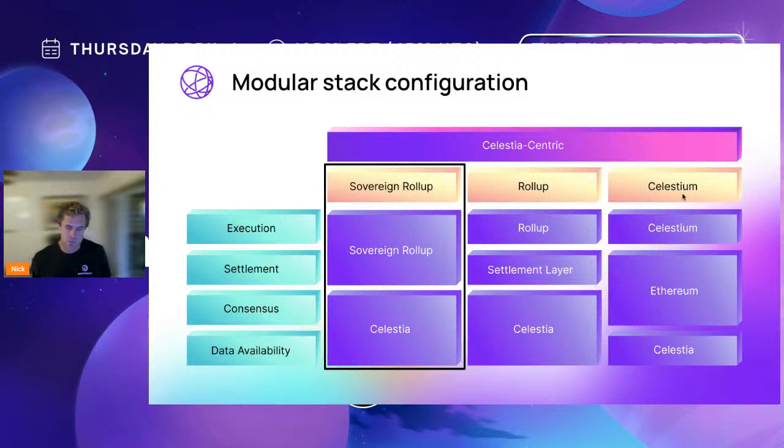So for example, Celestium, what's most popular right now, is that Celestia is being used as an external data availability layer for Ethereum L2s, which is what this Celestium column represents: you're running your rollup, it's posting data to Celestia, but it's settling to Ethereum. And then you also have these things called sovereign rollups, which do their own settlement essentially. So rather than having their fork choice rule embedded in a contract on another chain like Ethereum, they do their fork choice rule natively on the nodes.